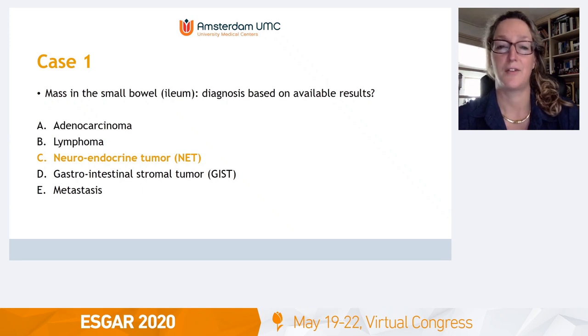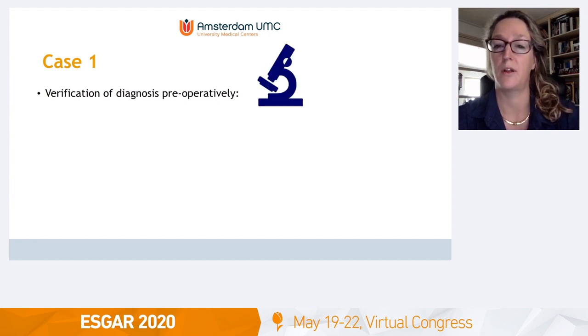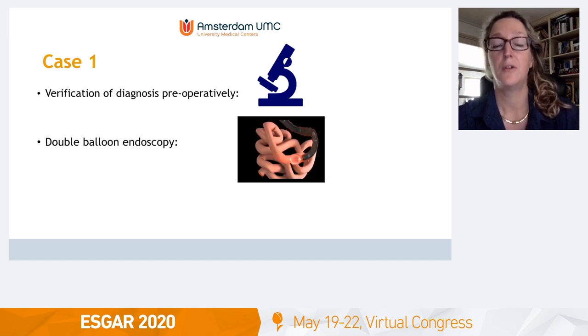And I guess all of you knew this, but this was indeed a neuroendocrine tumor, a NET. This was a presumptive diagnosis, but the clinician wanted a verification of the diagnosis, so he wanted a PA diagnosis. To this end, a double balloon endoscopy was performed.